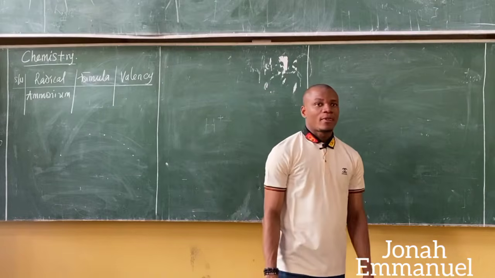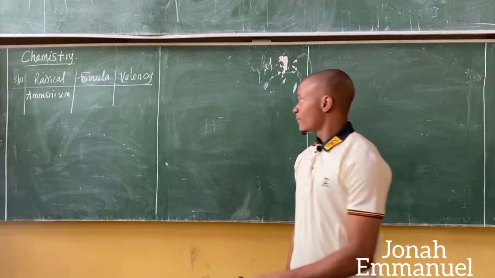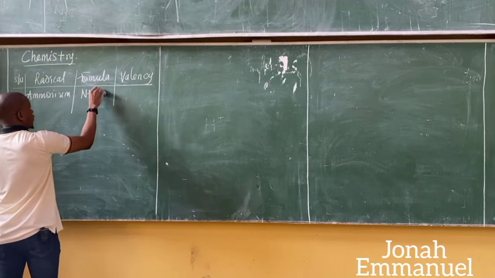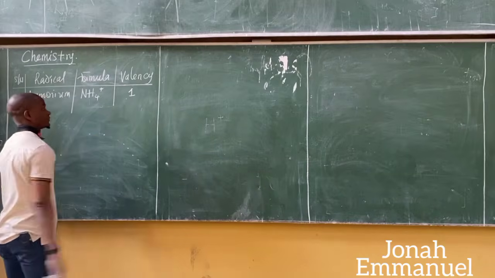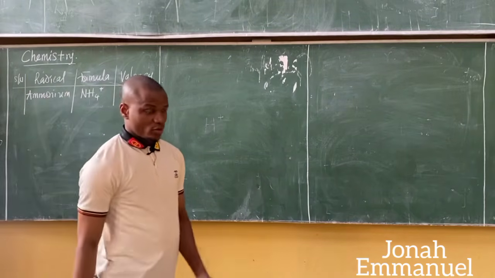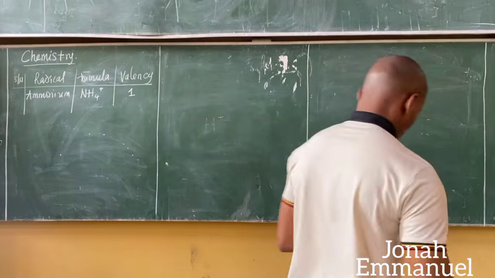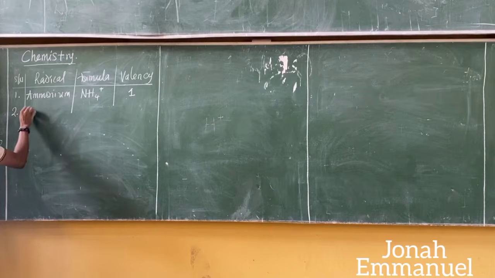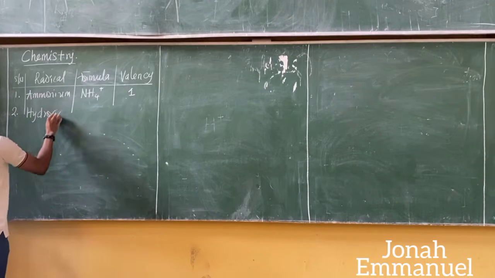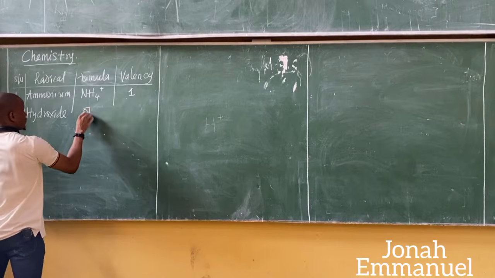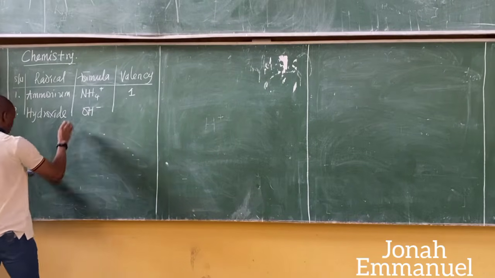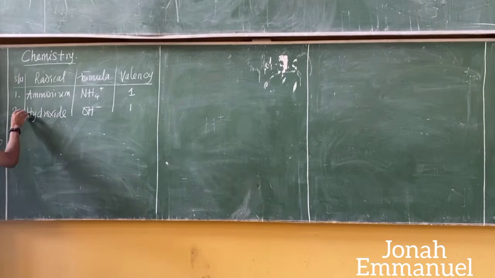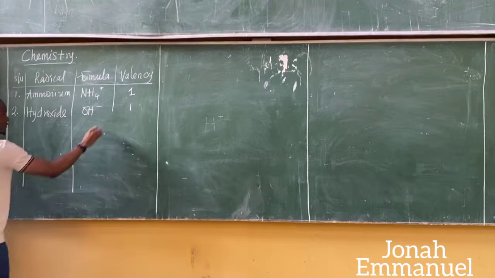Ammonium. Number 1, please. Ammonium, NH4 plus. Valence is 1. Number 2, hydroxide, that's OH minus, becomes what there? Still 1. Hydroxide, OH minus, that's 1.